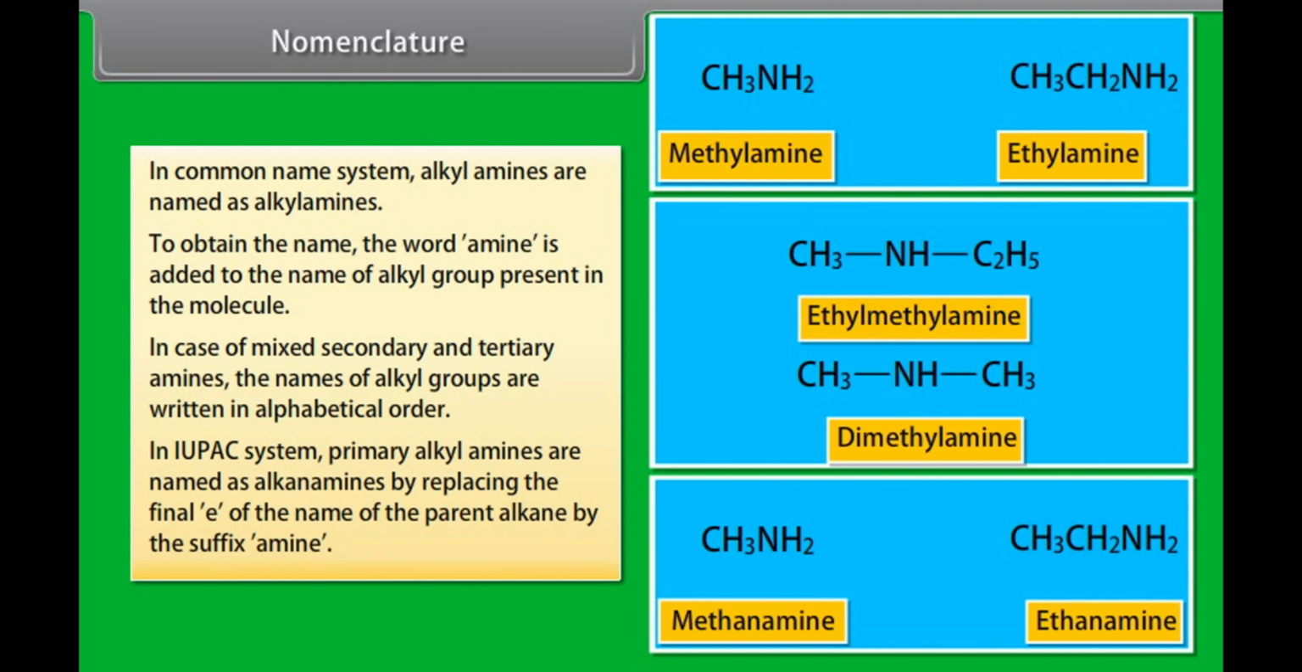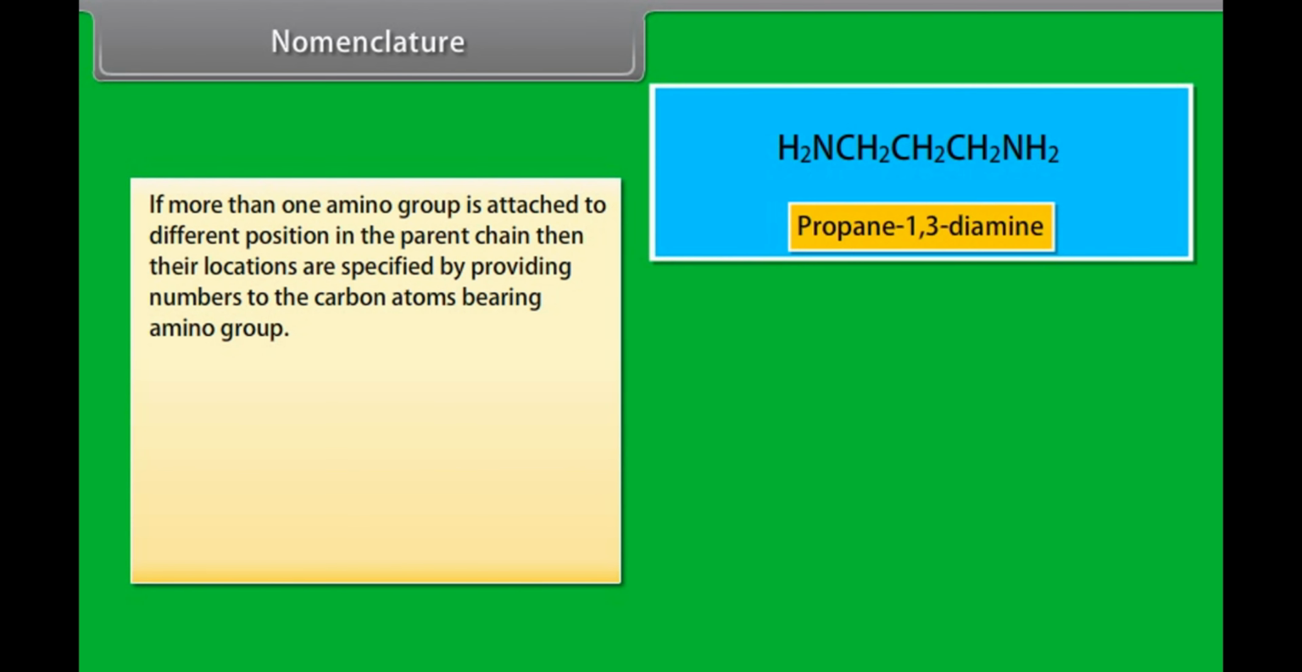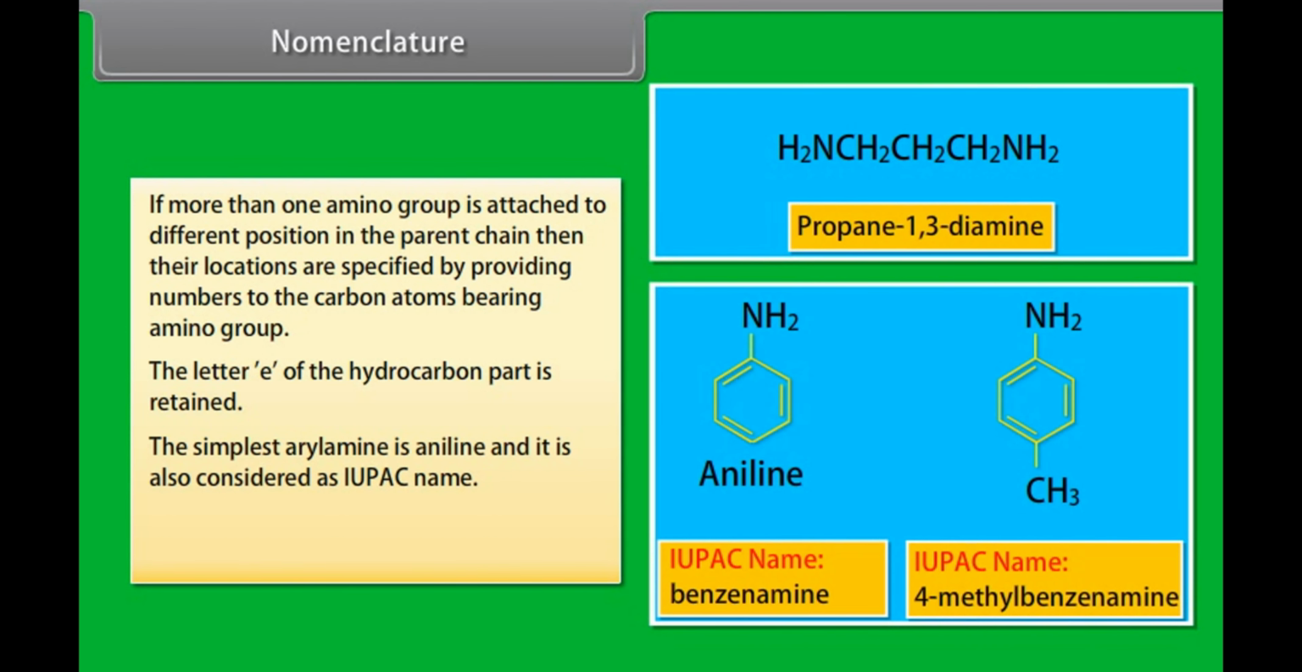In IUPAC system, primary alkyl amines are named as alkanamines by replacing the final E of the name of the parent alkane by the suffix amine. If more than one amino group is attached to different positions in the parent chain, then their locations are specified by providing numbers to the carbon atoms bearing amino group. The letter E of the hydrocarbon part is retained. The simplest arylamine is aniline and it is also considered as IUPAC name. In IUPAC system, suffix E of arene is replaced by amine.